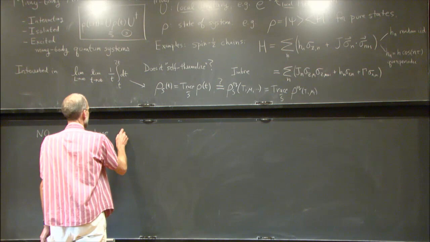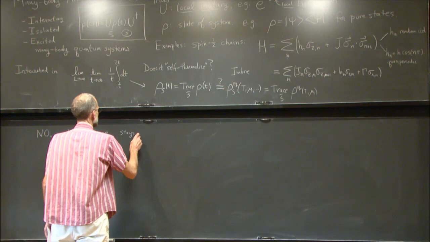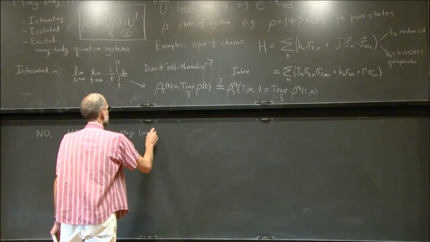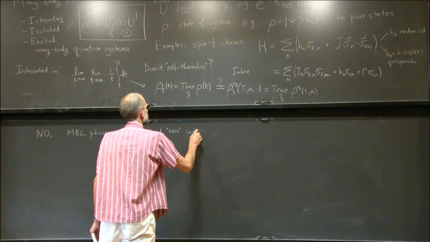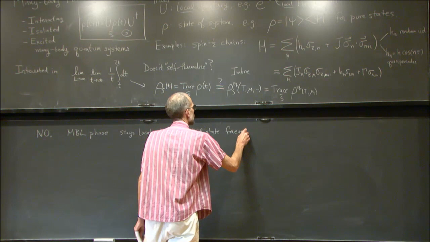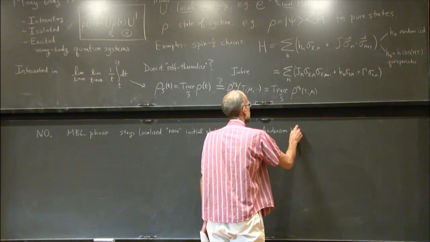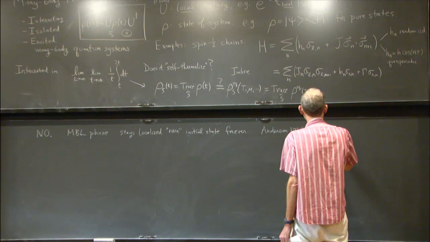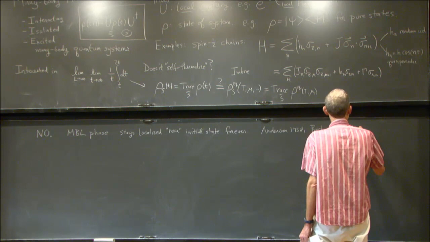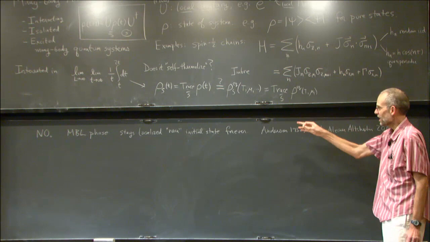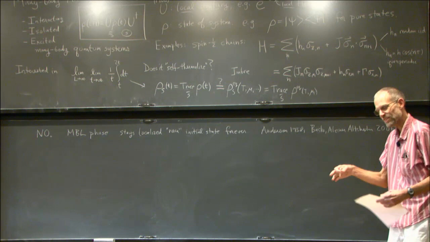And this stays, what I just said, localized in some sense near the initial state forever. And this remains true as we take the thermodynamic limit, right? And this is basically, it's in Anderson as a conjecture, 1958, really bringing it back to the attention of everyone was this key paper, Basko, Aleiner, Altshuler, 2006, where they said this much more explicitly and insisted on it being true, much more so than Anderson did, because for Anderson it was just sort of, oh, here's an idea, seems plausible.